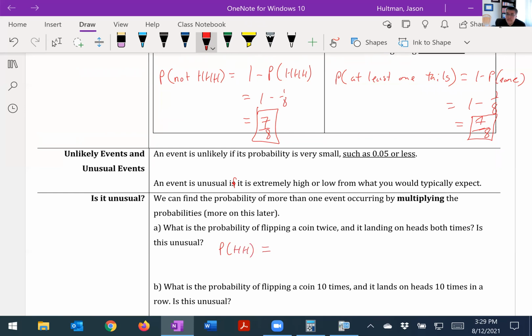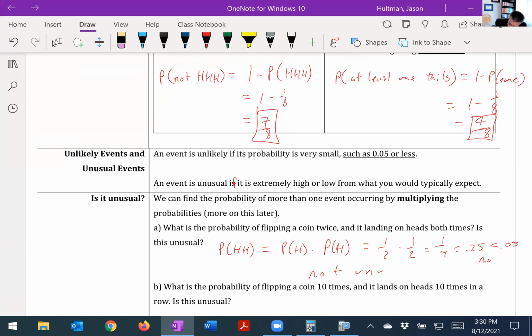So the probability of flipping a coin twice and landing on heads is the probability of heads, heads. We could write out all the sample space, but we saw that writing out sample spaces can become very tedious at times. And so what we can do is say that this is just the probability of heads times the probability of heads. The probability of getting a heads out of one flip is 1 out of 2. There's 1 heads out of 2 sides. So this is 1/2 times 1/2, which is 1/4, which is 0.25. Now, is that less than 0.05? No. So this is not unusual.